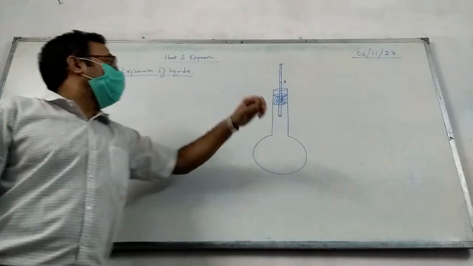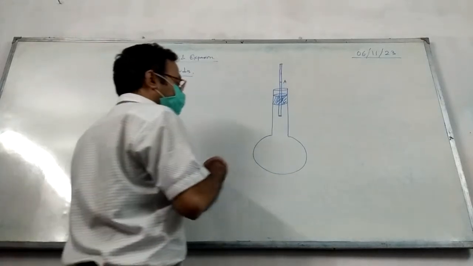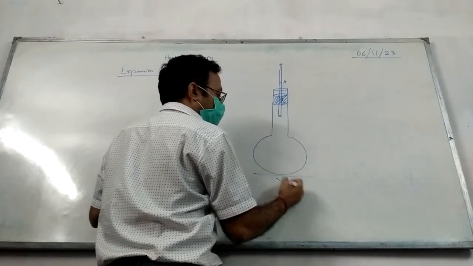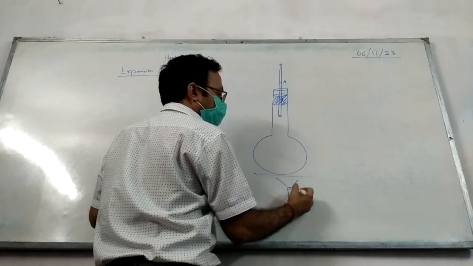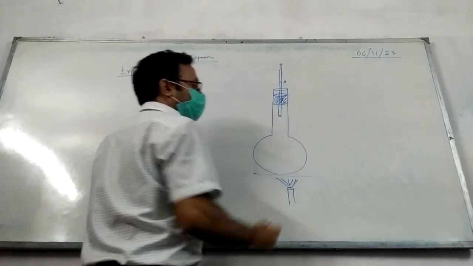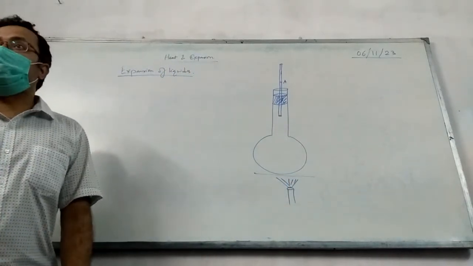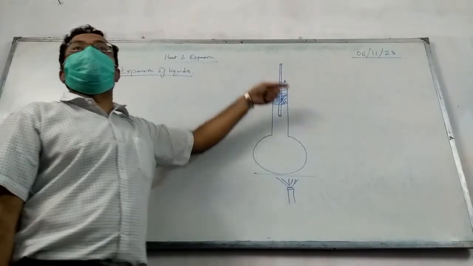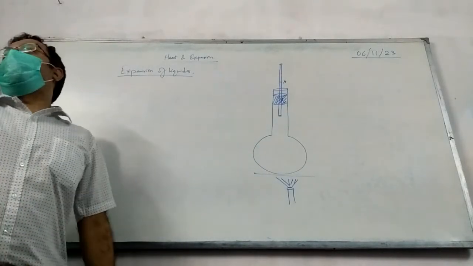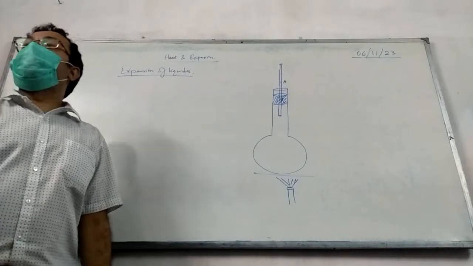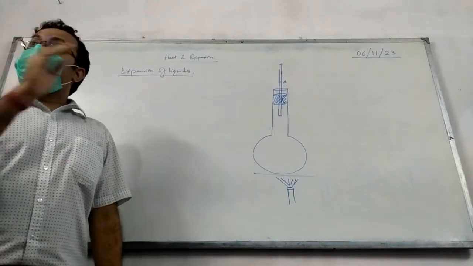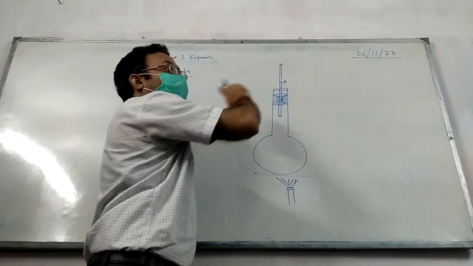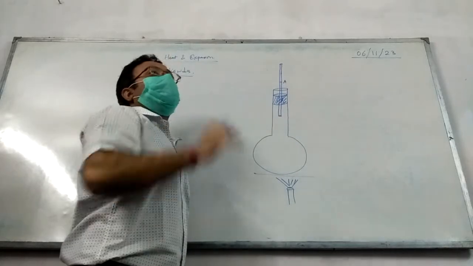Now when we start supplying heat, when we supply heat energy using a Bunsen burner to this flask, what change in the level do we experience? First it will come down and then it will go up. Why?